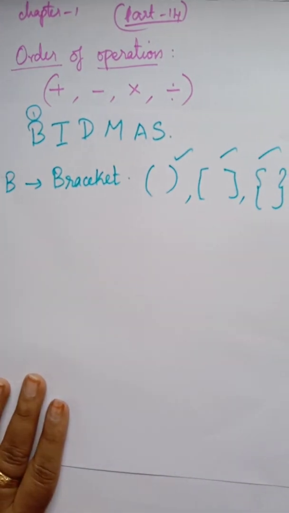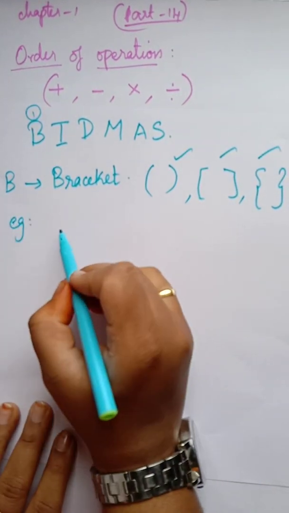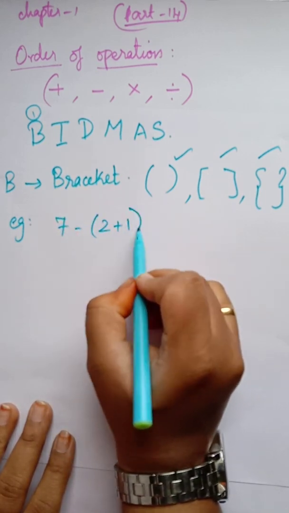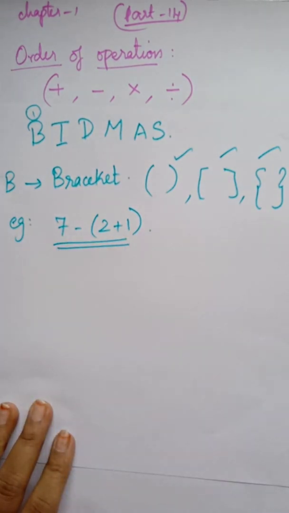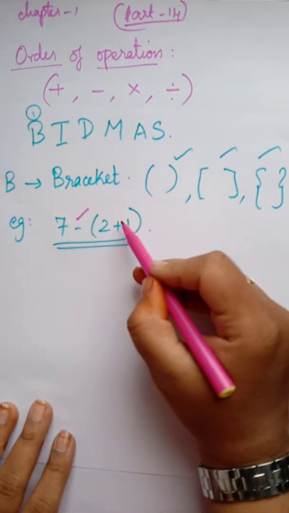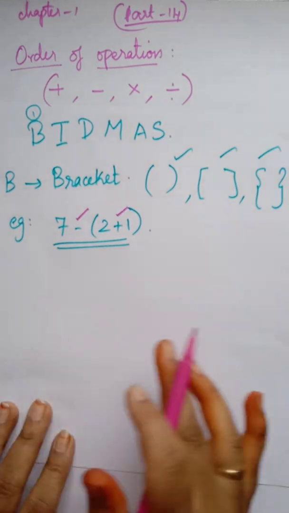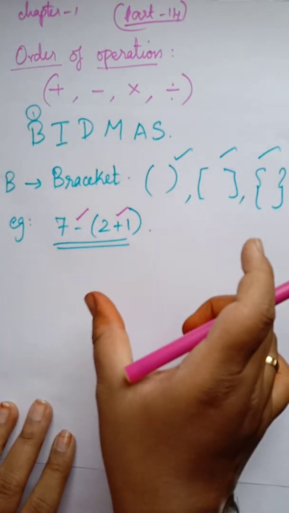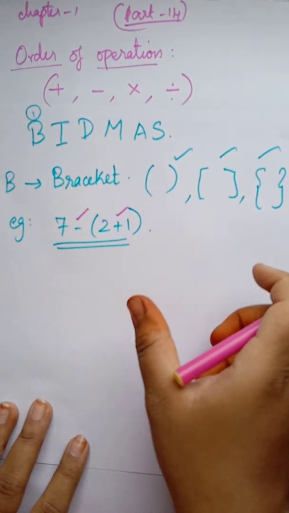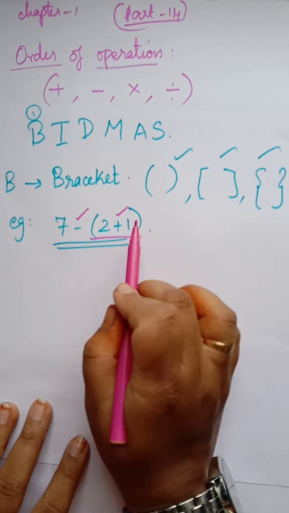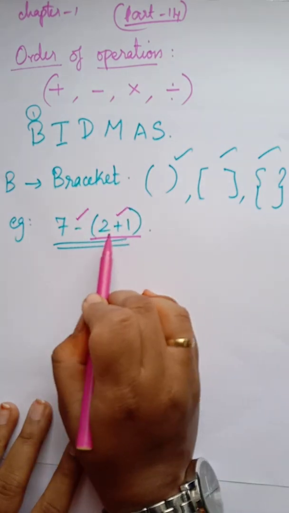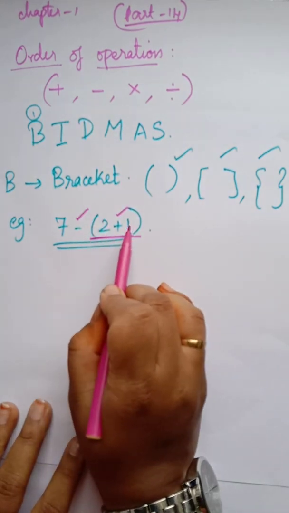If they have given a sum, for example 7 minus bracket 2 plus 1, this is your example sum. Keep it in mind. How do we have to answer? There are two operations, one is minus and another one is plus. You should not look at those operations first. In the BIDMAS rule, the first thing you have to see is the bracket. We have to do that bracket first, then move to the next operations. So this is a bracket, right? You have to complete that first.